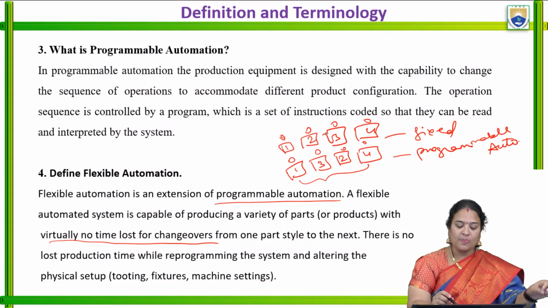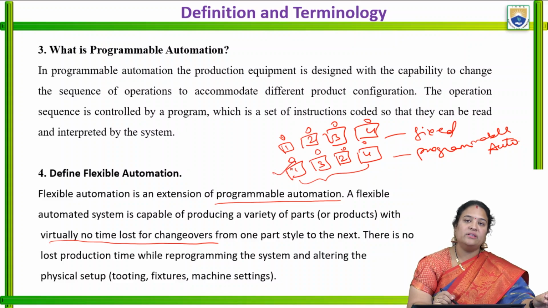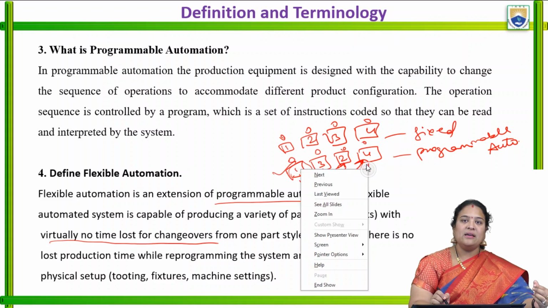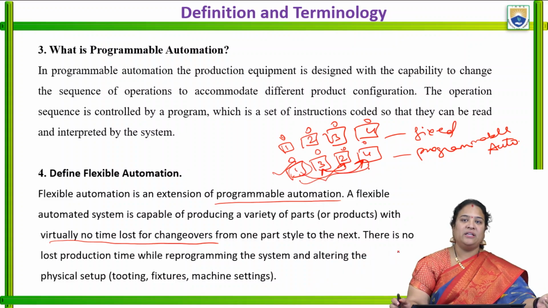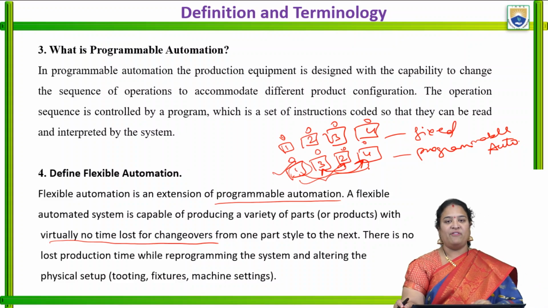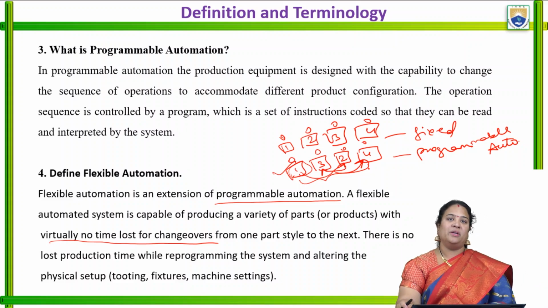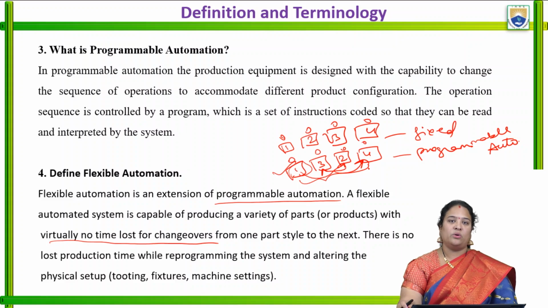That is, when we are doing this first operation, automatically it can shift to the second operation. Then again it can shift to the third operation. And then automatically it can shift to the fourth operation. That is, which is having flexibility in programming. Right? Any sort of operation which is having flexibility in the programming is called flexible automation.